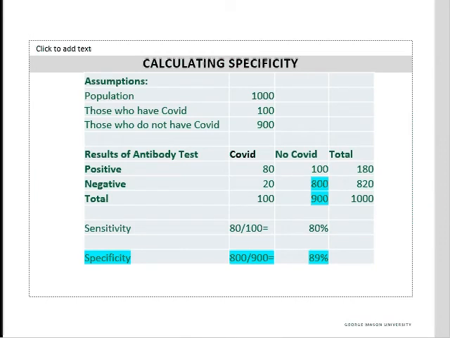Now let's use the same example and we see that out of 900 people who do not have COVID, the test correctly reports negative antibodies for 800 people. So the specificity is 800 divided by 900 or 89%. The test correctly identifies 89% of people as disease-free.